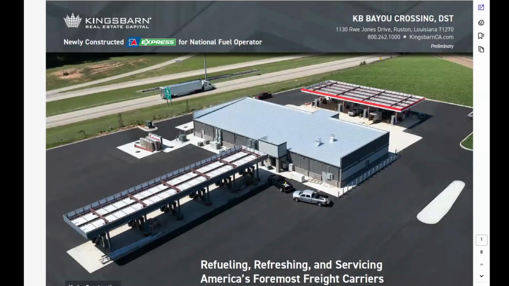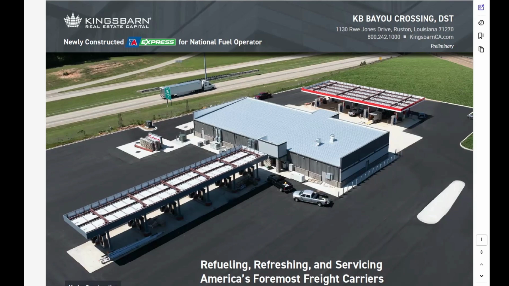Now, let's look at a sample DST property that my client was looking at. And let me bring it up. Here's one from a DST company that I work with a lot, Kings Barn Real Estate Capital. Very good DST sponsor. They have the best properties in my opinion, and they're very easy to work with. Anyways, this is one that was brought out. Now this one's already sold out. It's fully subscribed. They have another one coming out, but I don't have all the information on that one.